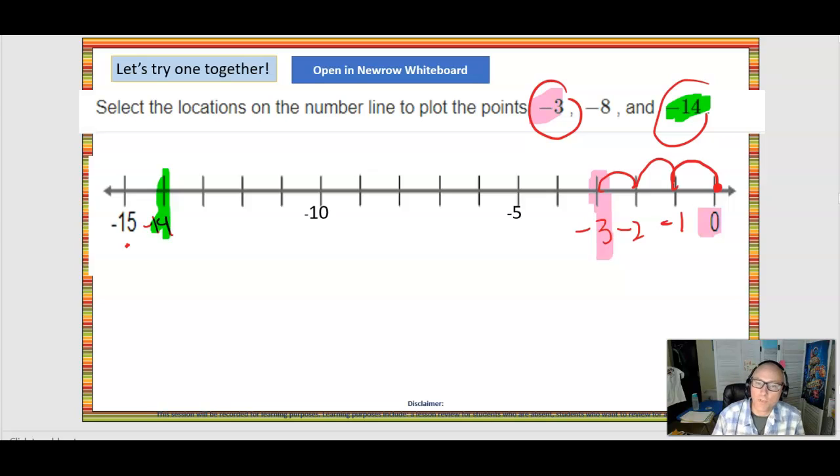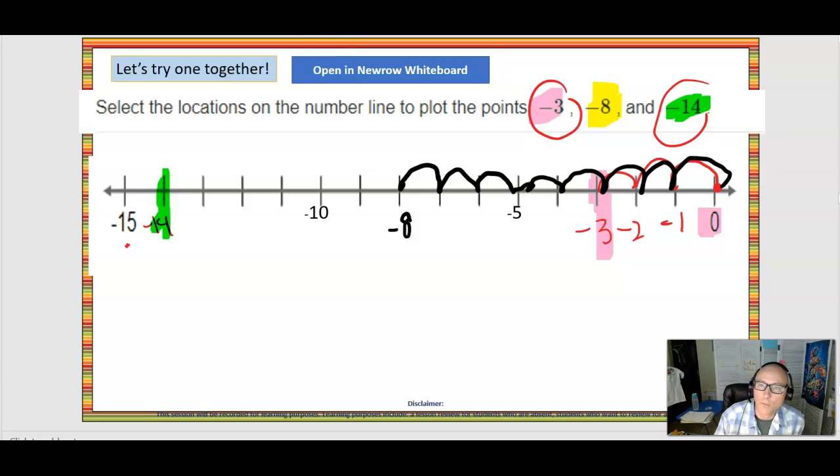Oh, negative 14. We did that one. Oh, negative 8. Negative 8. So do we have to go back to 0? We could. But, you know, we go 1, 2, 3 negatives, 4 negatives, 5 negatives, 6 negatives, 7 negatives, 8 negatives. Negative 8 would be right here.